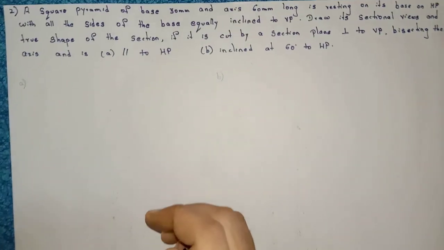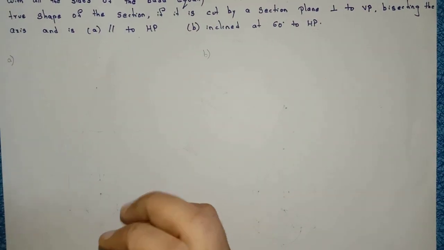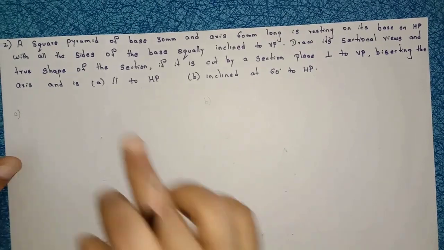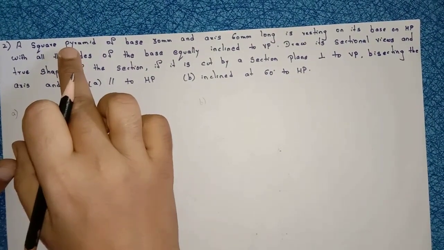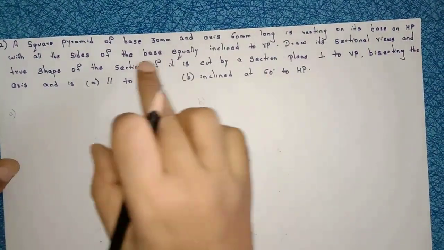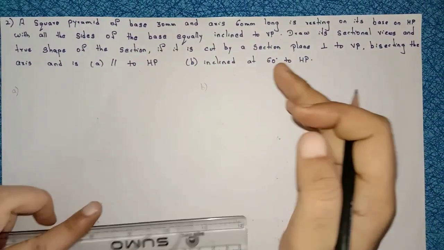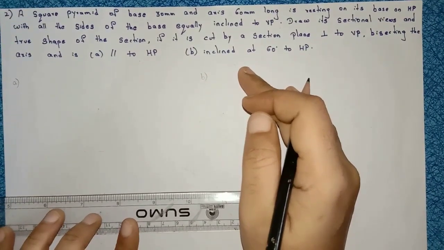So here also we have to construct the A bit and B bit. So let us see how to construct the A bit. First, how to construct the basic problem. We have to construct the square pyramid on HP. Condition is all the sides of the base equally inclined to VP. So how we have to construct?